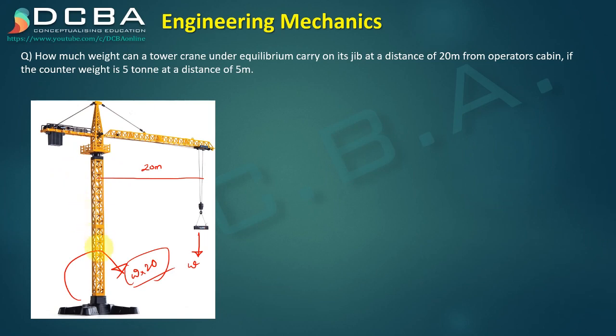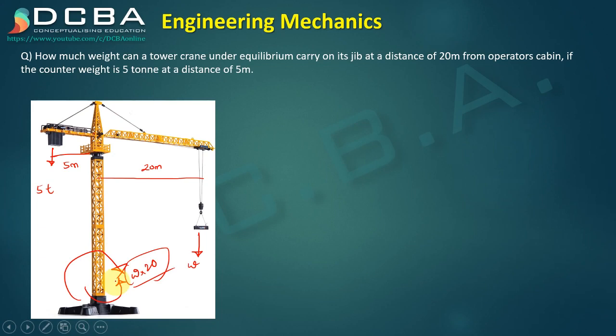So to maintain that equilibrium, we have something called a counterweight here. Just behind the operator's cabin, we have this counterweight. It is quite a heavy weight at a short distance. So it is at a distance of 5 meters in our case, and the weight is 5 tons. Okay, so this 5 tons into 5 is going to cause a counterclockwise, that is anti-clockwise, moment, which will balance the clockwise moment, and thus the entire crane will be under equilibrium.